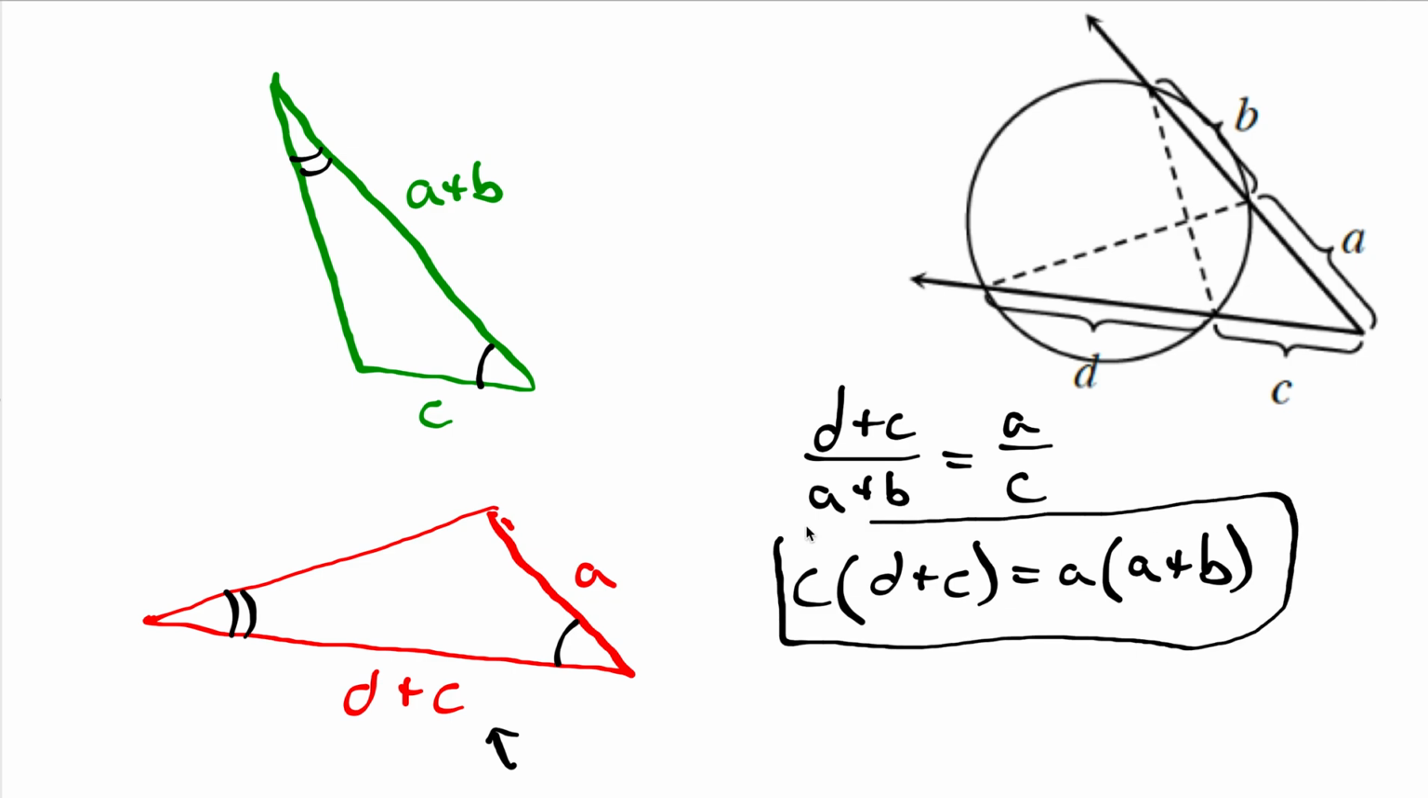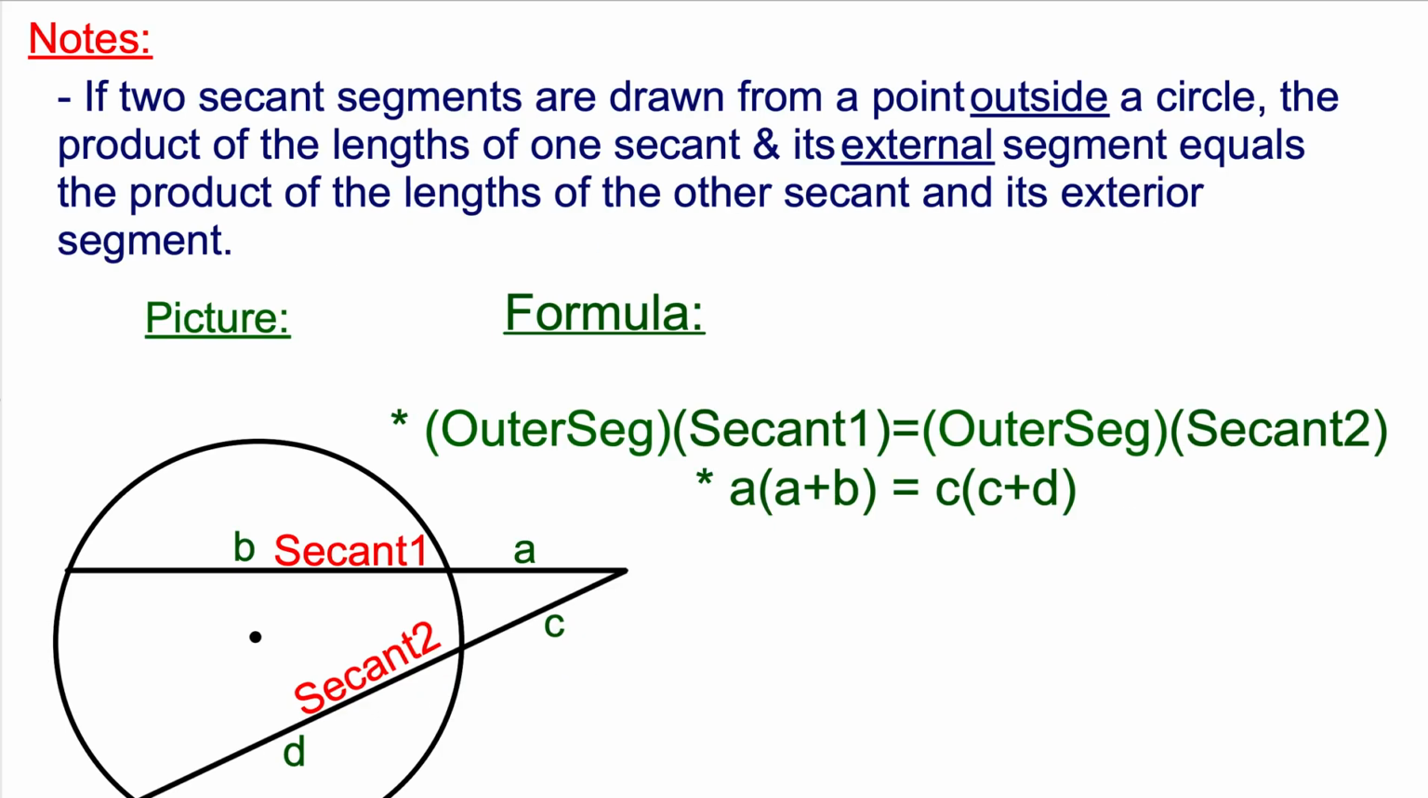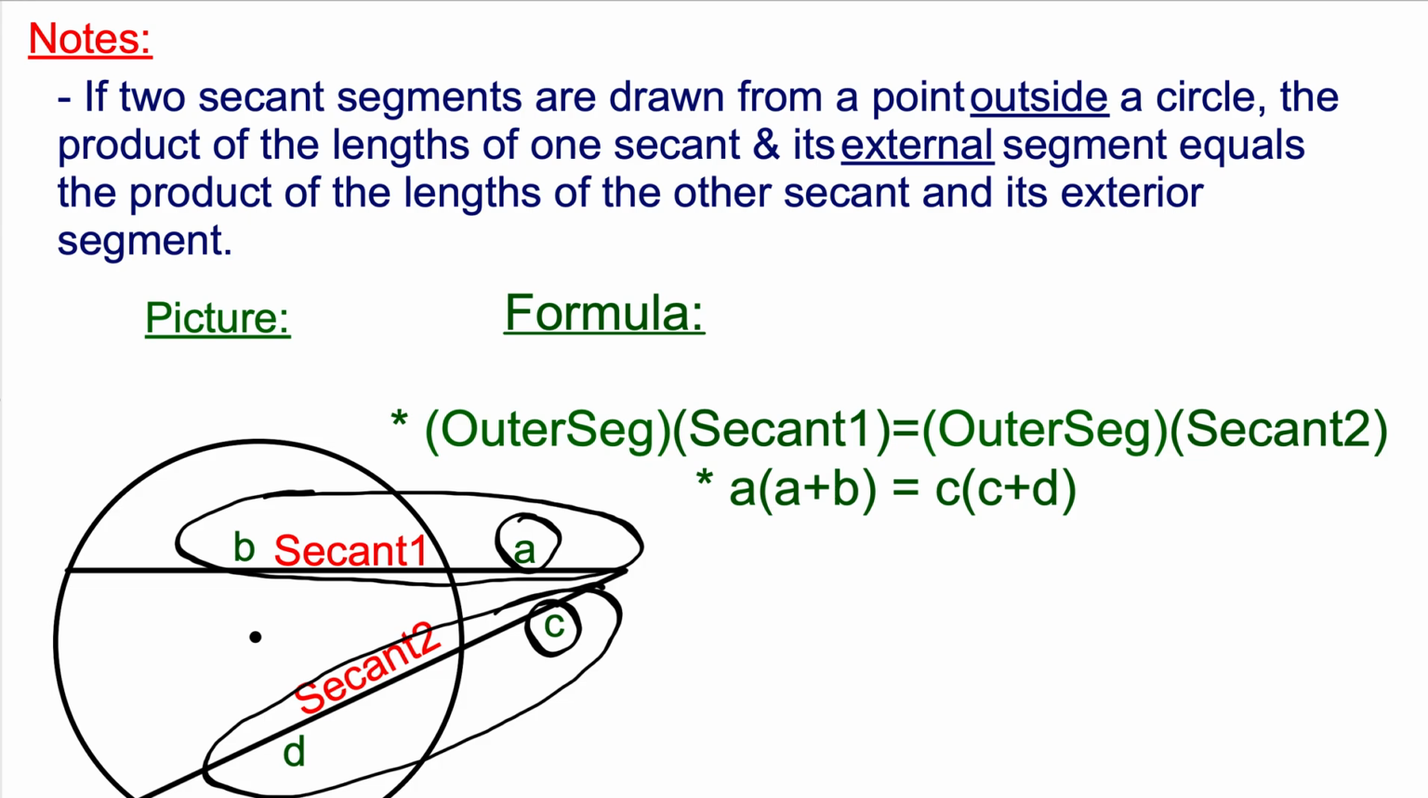This is actually the formula. I knew you were thinking this all along. This is actually the formula for two secants intersecting. So I have the outer of secant 1 times the entire secant, and then the outer of secant 2 times the entire secant. So it's outer times the entire equals the outer times the entire. That's a good formula to remember.